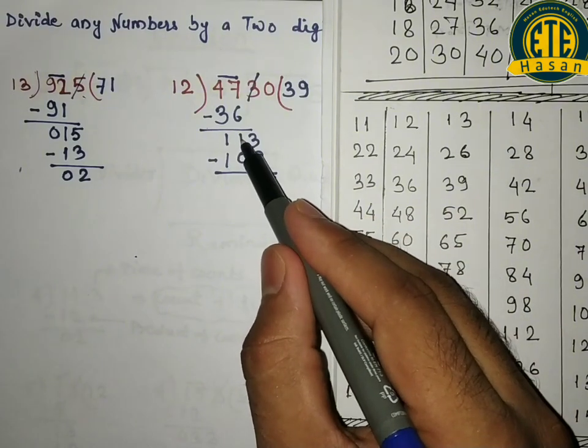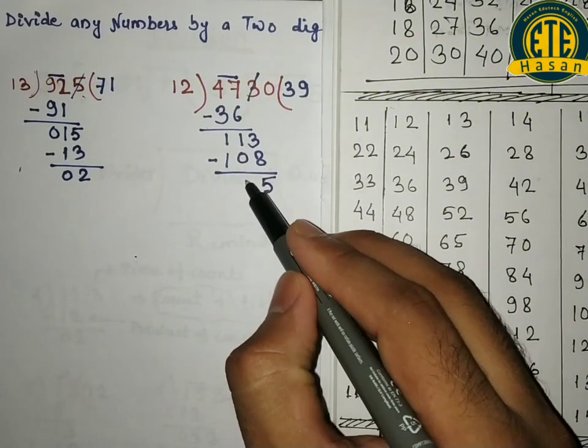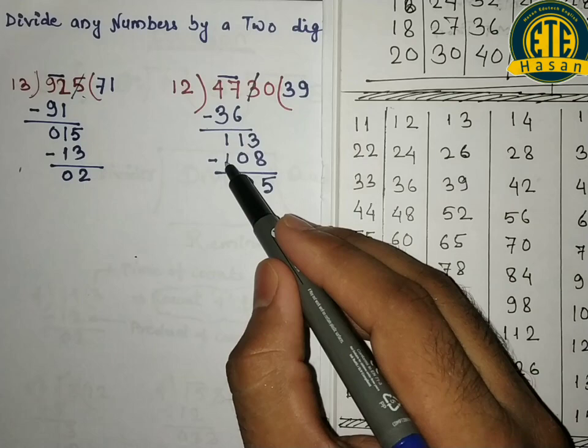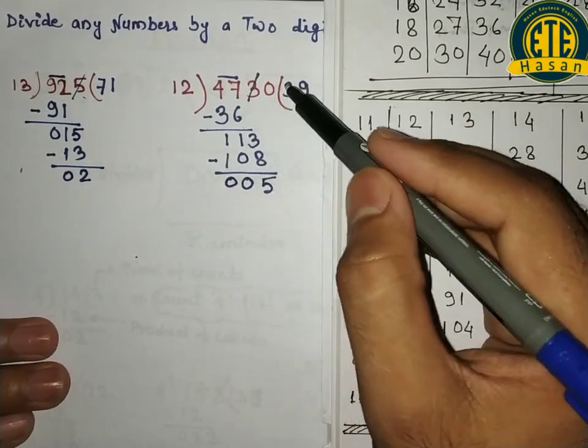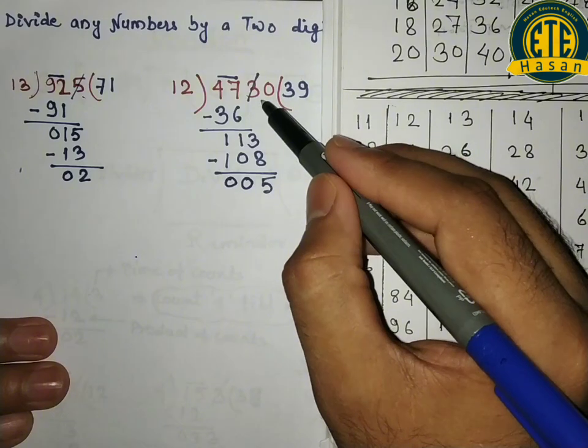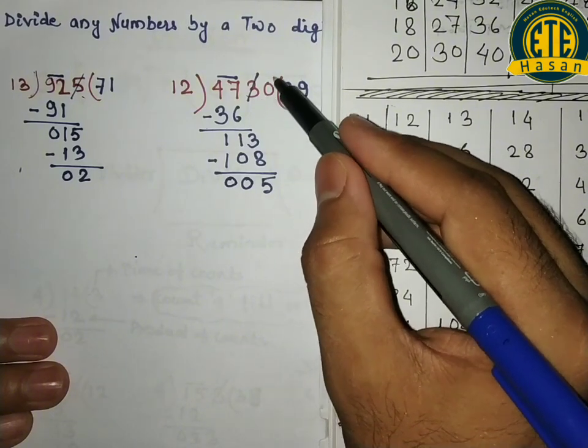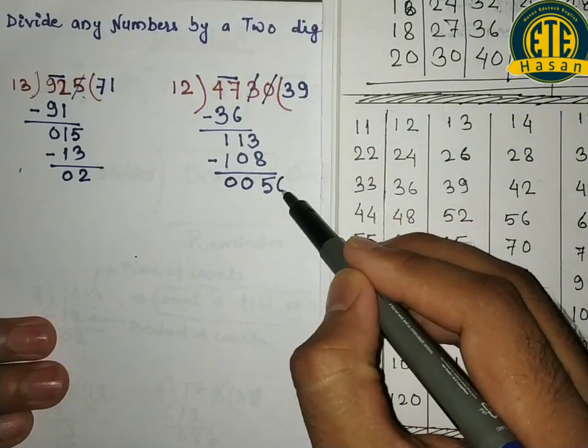Here this 1 becomes 0. 0 minus 0 will be again 0. 1 minus 1 will be 0. After subtracting, we have to write down our next number. Here the next number is 0. So write down 0 here.